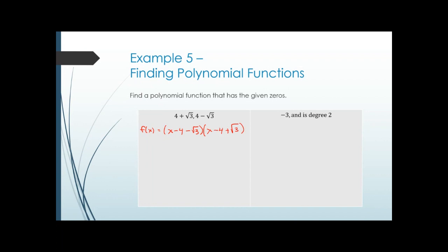Now, for something like this. Say that again? It still seems pretty simple to me for that one. Yes, except that for something like this, we don't like to leave it in this form because of the square roots. So if you have something like this, you do need to multiply it out. And that's where it gets to be more work.